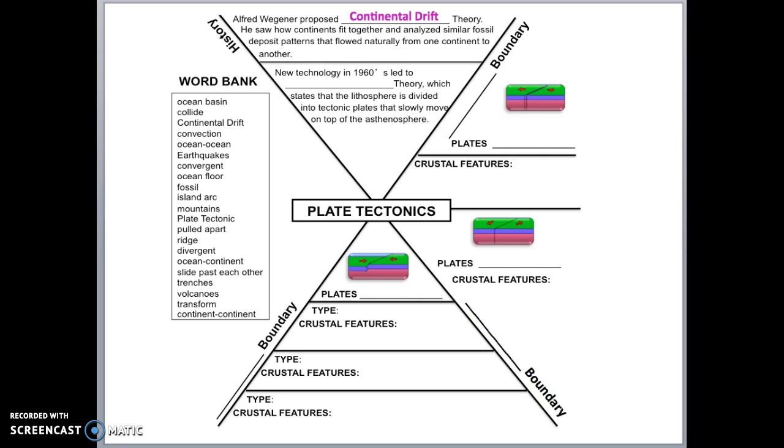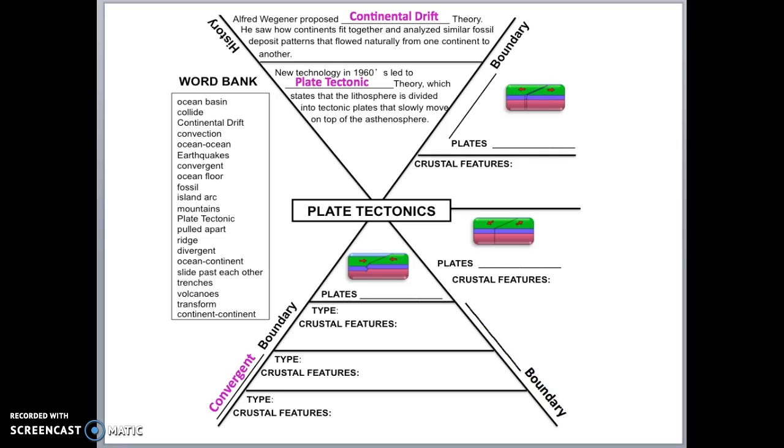We then had new technology in the 1960s, which led to plate tectonic theory. They were mapping the seafloor. This is the theory that states that the lithosphere is divided into tectonic plates that slowly move on top of the asthenosphere. The first type of plate boundary that we're going to talk about is a convergent boundary.